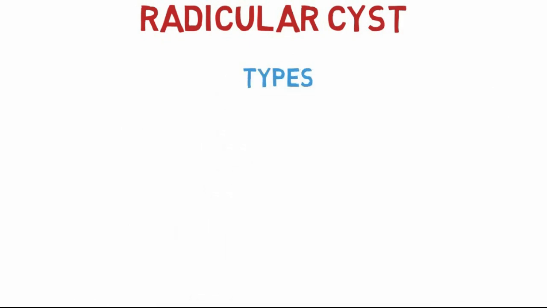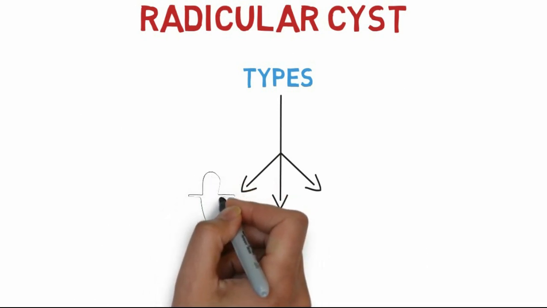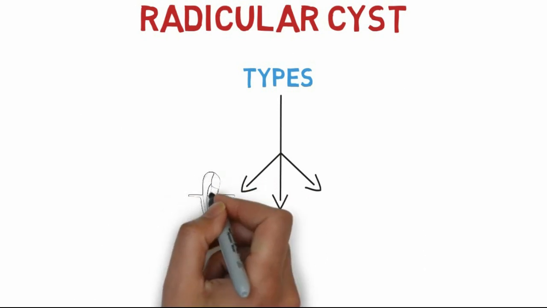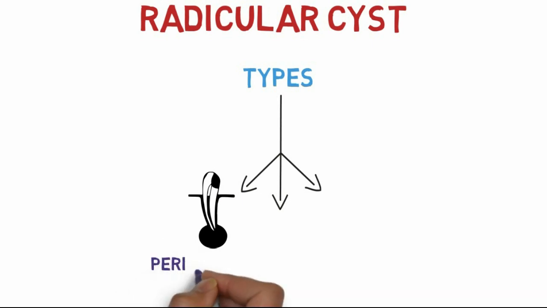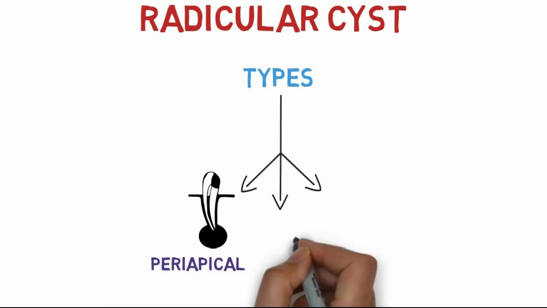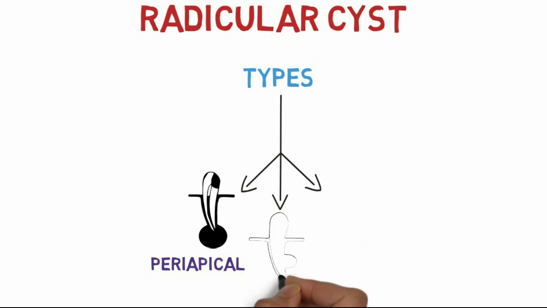Radicular cyst. It is a type of inflammatory cyst. There are three types. Periapical cyst, arising apical to the root. Lateral cyst, arising lateral to the root surface. Residual cyst, arising from the remaining root of an extracted tooth.